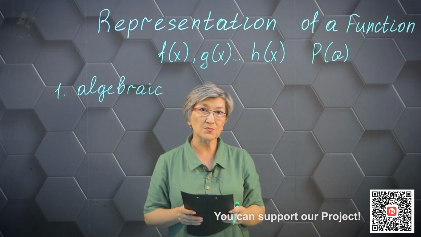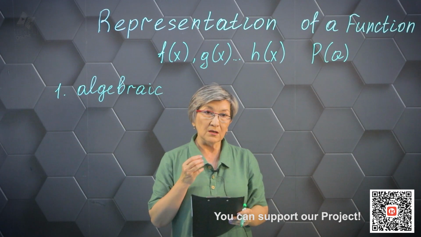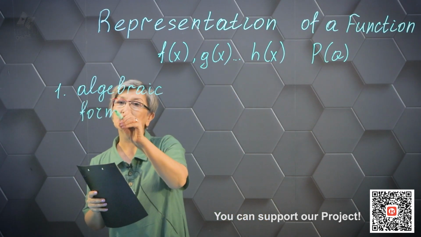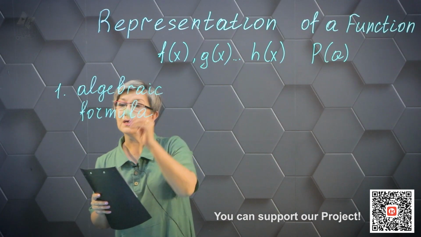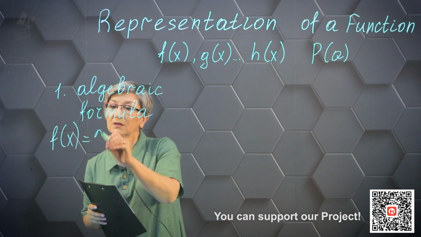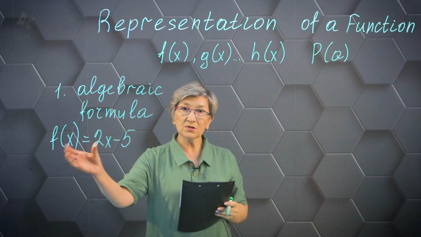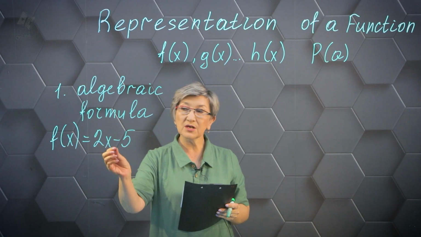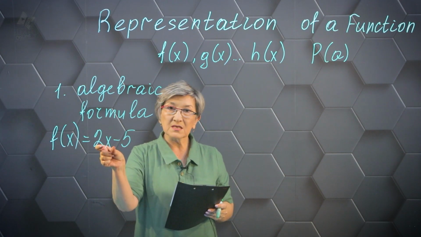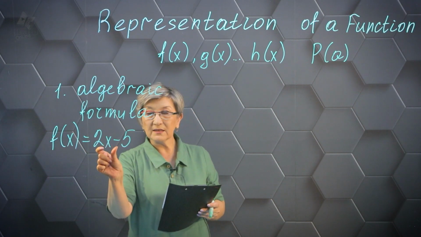What is the algebraic method? It's a way of representing a function as a formula. Let's write it down: a formula. If you see the notation f of x equals 2x minus 5, then we can say that our function is represented as 2 times x minus 5. If we substitute some value in place of the variable x, then the function itself will depend on that value.